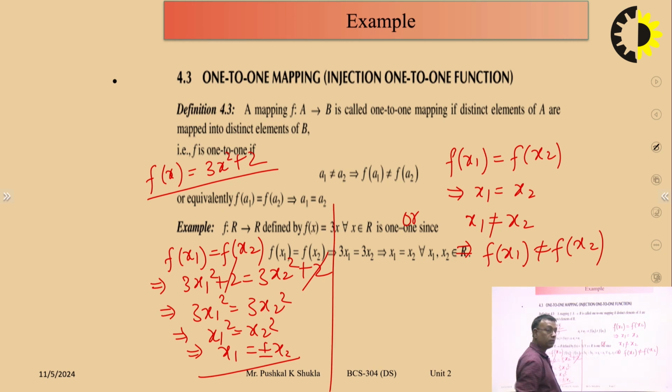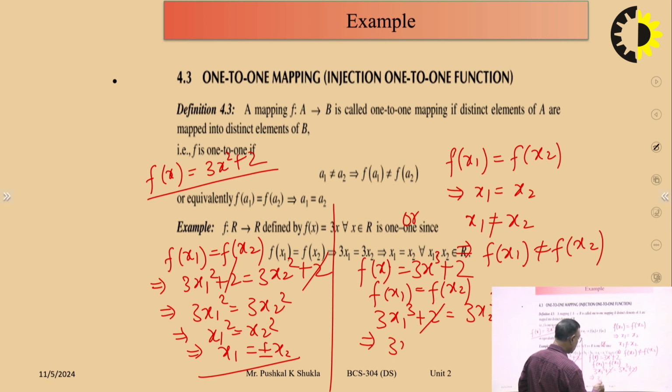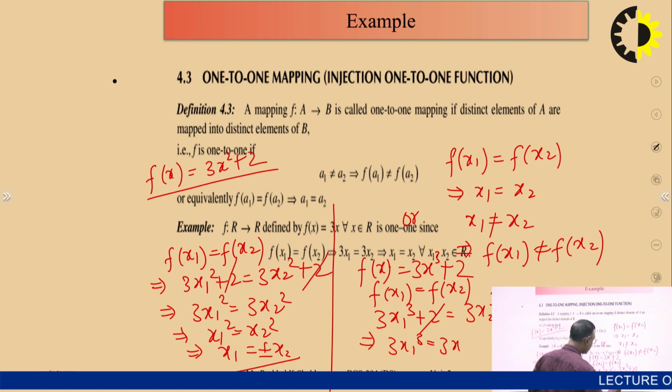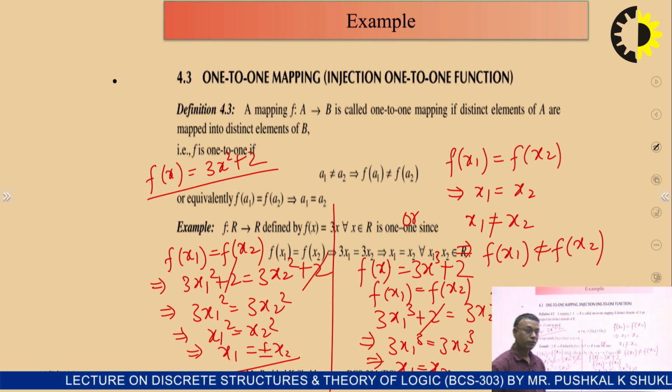Again, see another example. f(x) equal to 3x cube plus 2. So, here we see f(x1) equal to f(x2). This will be 3x1 cube plus 2 equal to 3x2 cube plus 2. The 2 cancels out. This implies 3x1 cube equal to 3x2 cube. It means here x1 equal to x2. So, this type of function is an injective function.